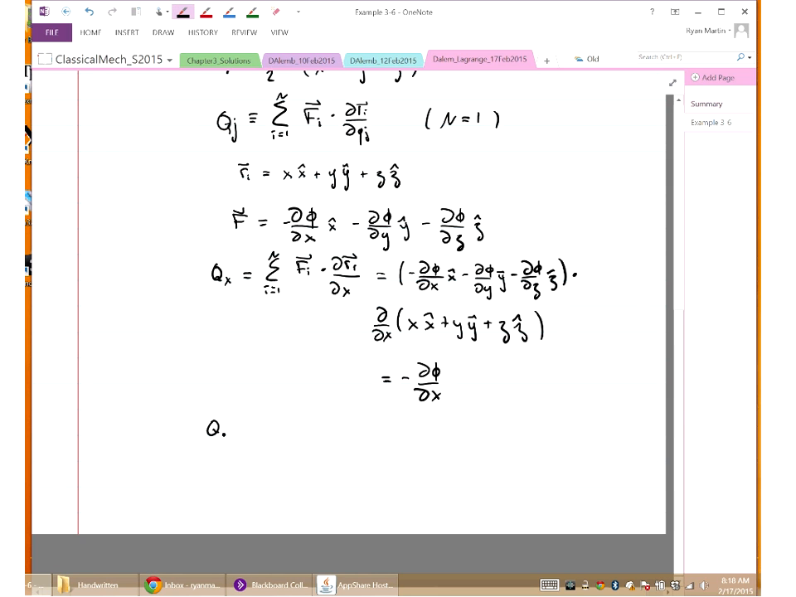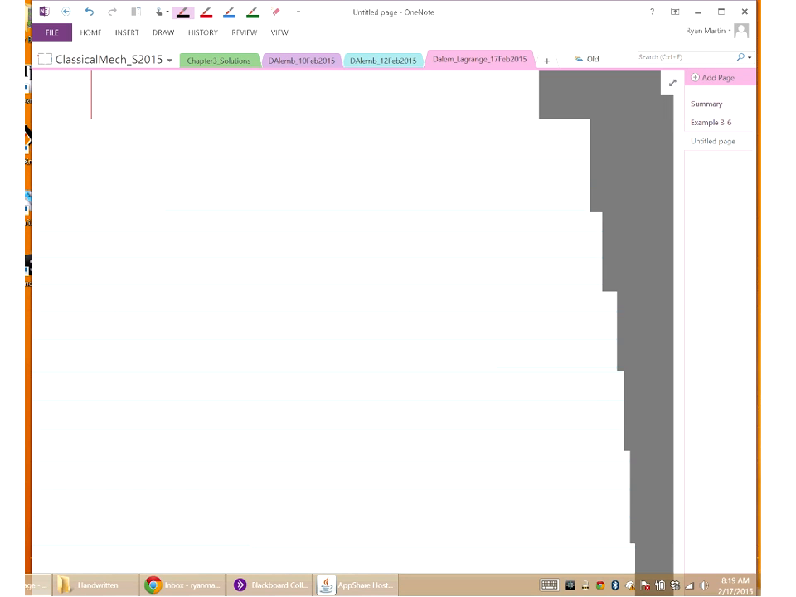And so similarly, hopefully, once you get used to it, you can do this in your head. So by the same token, you're going to get Qy equals minus ∂phi by ∂y, and you're going to get Qz equals minus ∂phi by ∂z. So we want to put this all into D'Alembert's equation now.